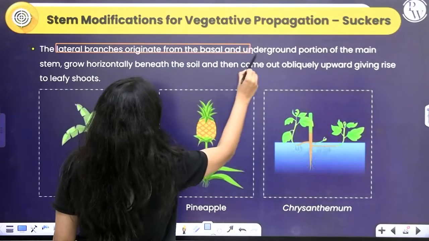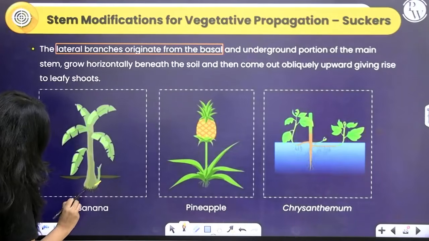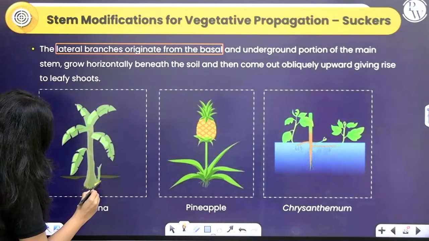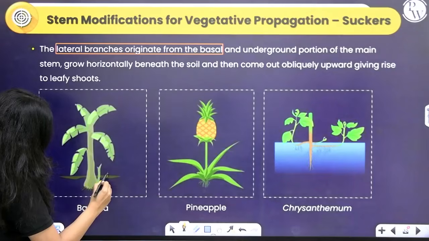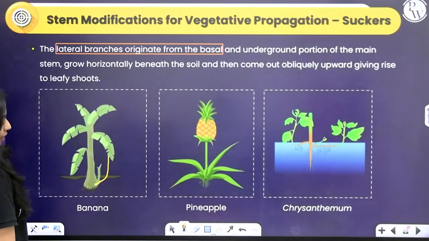Lateral branches originate from the basal underground portion of the stem, like this one here. Initially it will grow obliquely, then it will become perpendicular to the ground and form a new branch-like thing. From this it is possible to obtain a new plant.